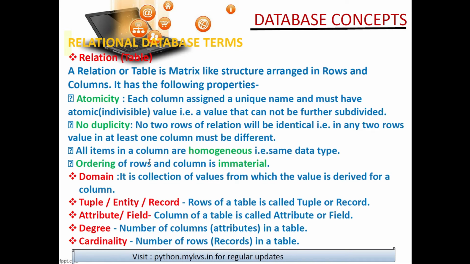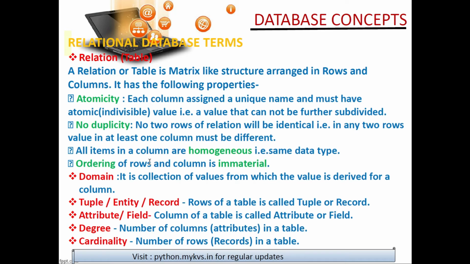Next we are coming to the relational database terms. Okay, relational table. A relation or table is a matrix, meaning a matrix-like structure, a row and column arrangement, you can say. A table is a matrix-like structure arranged in rows and columns, clearly written. It has the following properties.